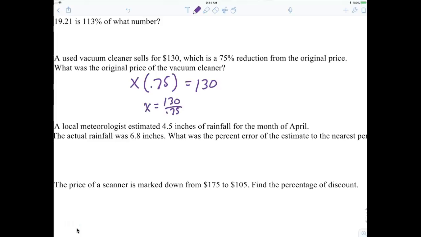And that's 173.3. Now, I would write it as $173 and what? 33 cents. $173.33. Everybody good with that? All right. That was kind of tricky.